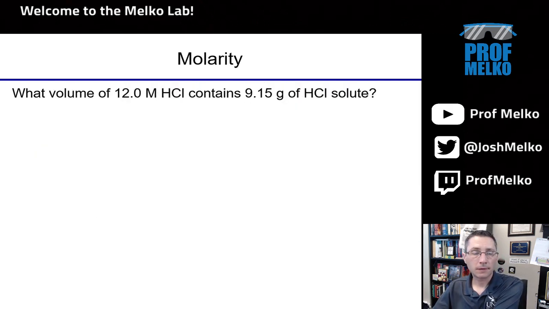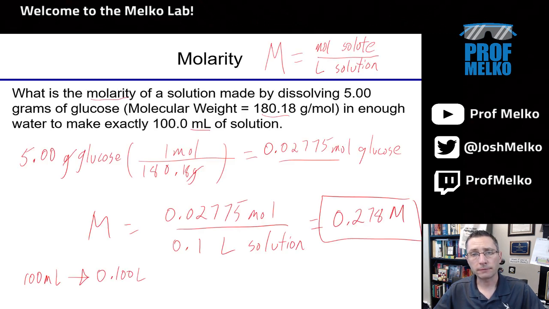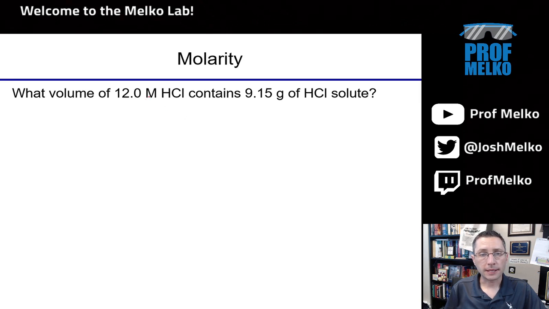Next, what volume of 12 molar HCl contains 9.15 grams of HCl solute? So you can see this one is written very differently than the previous problem. You want to pick out the key points of information. This capital M here is molarity. So I always just like to write the formula for that out right next to the problem. Moles of solute, liters solution.